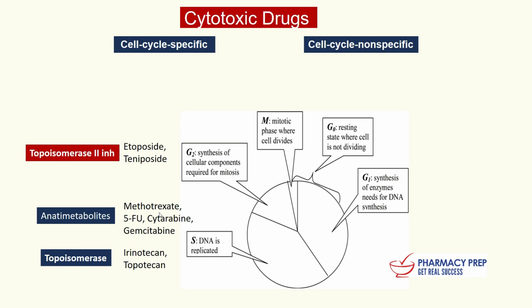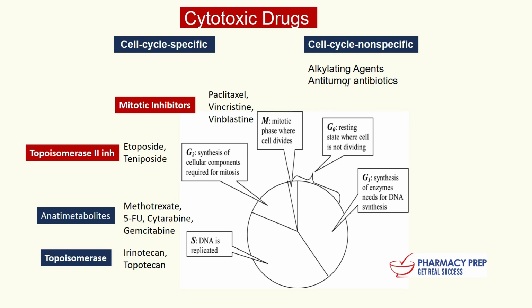Topoisomerases help in unwinding or uncoiling of the DNA. Next, the other ones are mitotic inhibitors, with M for mitotic, the M phase where mitotic cell division happens. That is where taxanes and vinca alkaloids act as mitotic inhibitors. So these are the examples of cell cycle specific cytotoxic drugs.